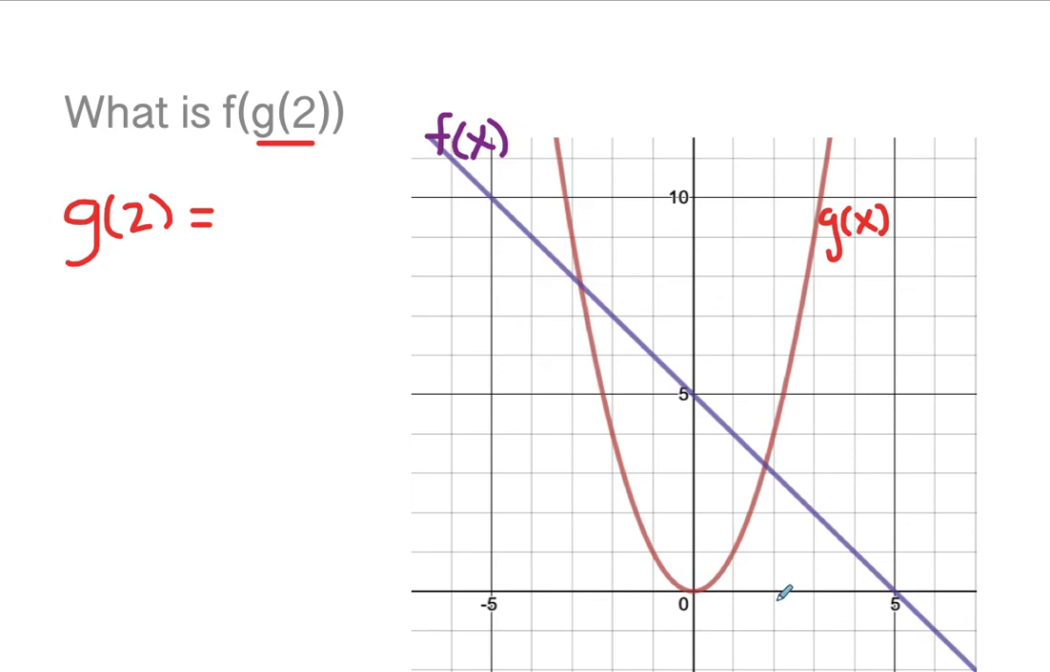If my x value is 2, the y value is 4. So if the y value is 4, I'm going to write that down. That's what I'm going to plug into my f function. So now I'm going to find f of 4. That means I'm going to go to the x value 4, 1, 2, 3, 4, and then go up until I hit the f function, and I get 1. So f of g of 2 equals 1.